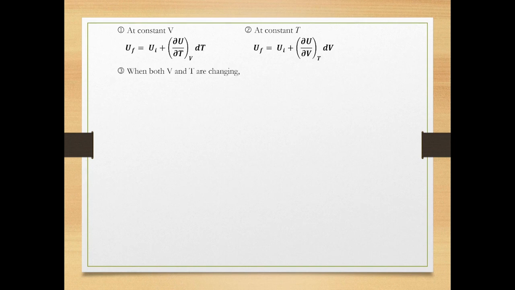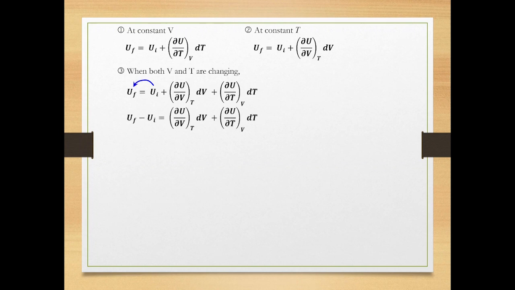Now, how do we represent the final internal energy when both volume and temperature are changing? It is not hard at all. It is like you are ramping up or down both temperature and volume knobs of the device simultaneously. You should include both partial derivatives like this. Move U initial to the left side of the equation. The difference between U final and U initial is infinitesimally small, which is represented by dU.